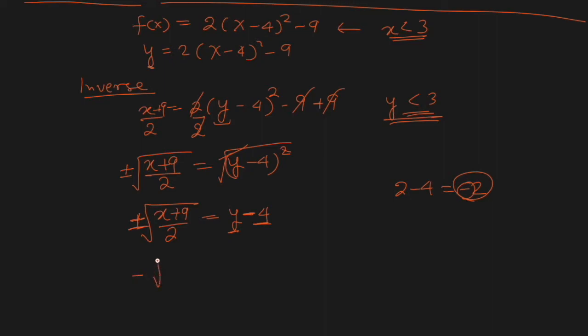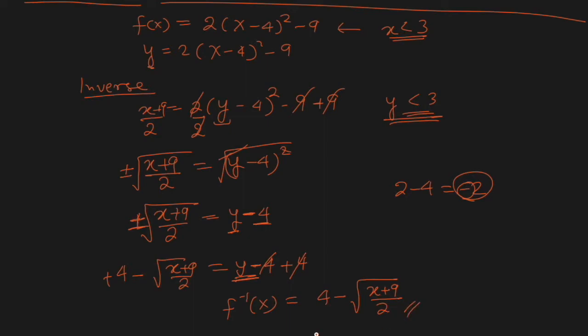So it will be negative square root of (x plus 9) over 2 equal to y minus 4. And this negative 4 can be removed now by adding 4 to both sides. So we are left with y equal to this, which we can rearrange as f inverse x. This y is nothing but f inverse x, which is 4 minus square root of (x plus 9) over 2. This is the inverse function.